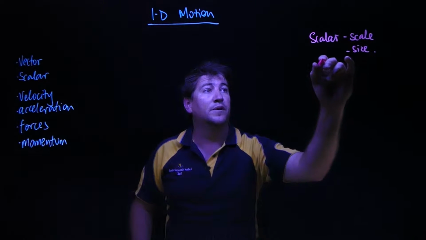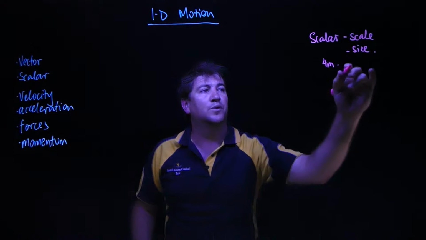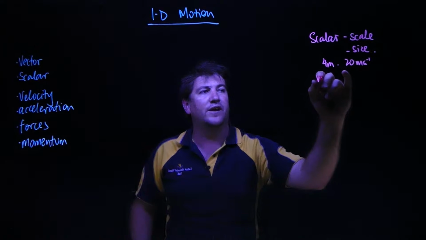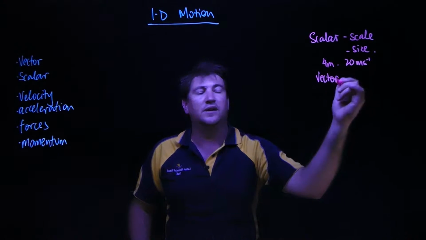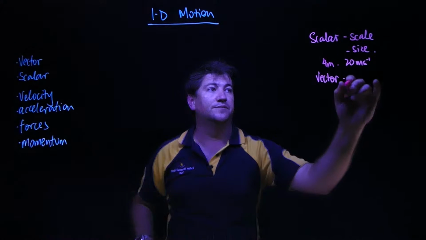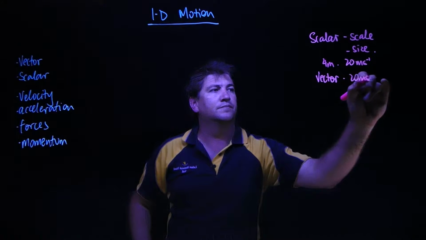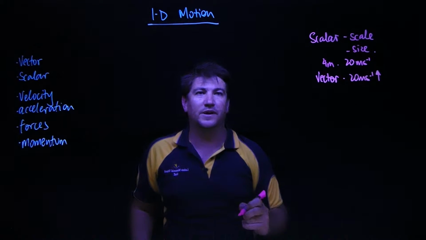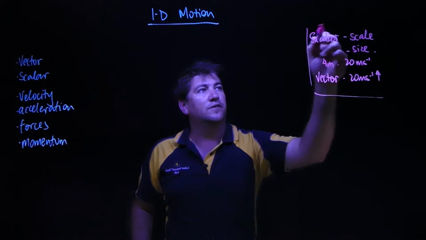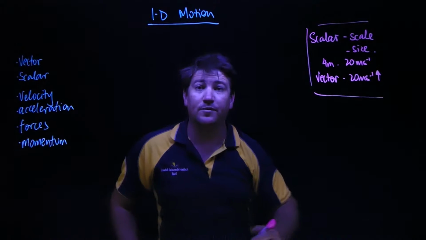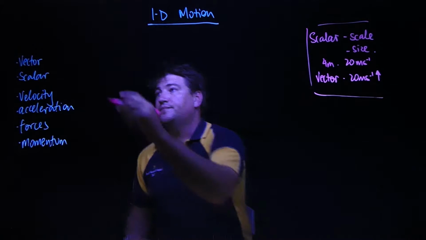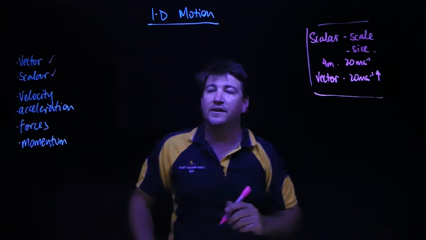Okay, so a scalar comes from scale or size, so it's just a value. It's just 4 meters or 20 meters per second. All right. A vector, on the other hand, is a size with a direction. That's the only difference between those two ideas. We still use the same units, we still talk about the same sorts of things, it's just that one of them has a direction, the other one doesn't. So that's those two covered.